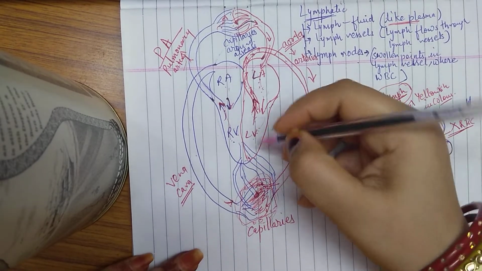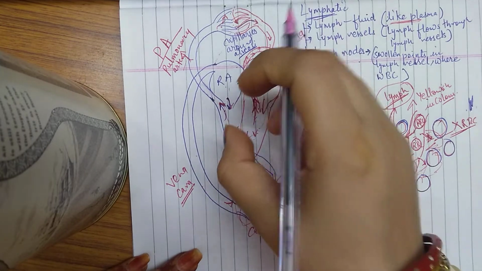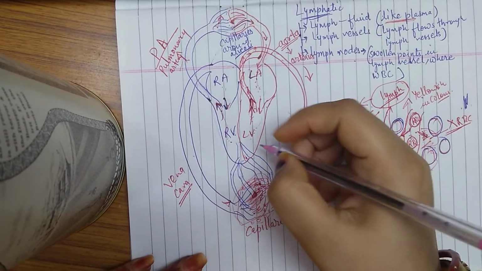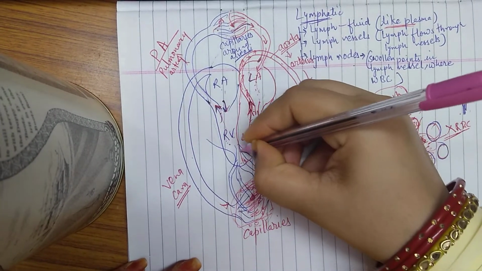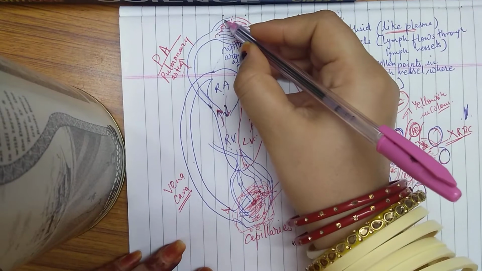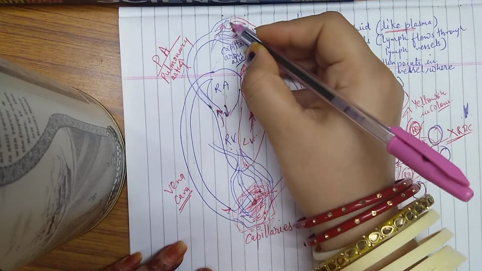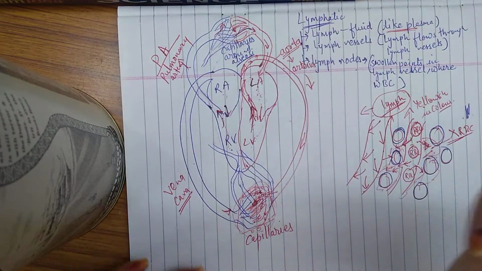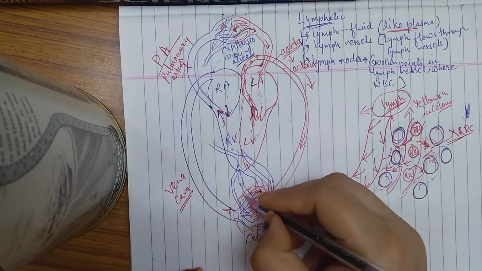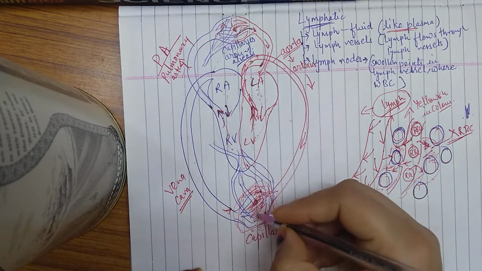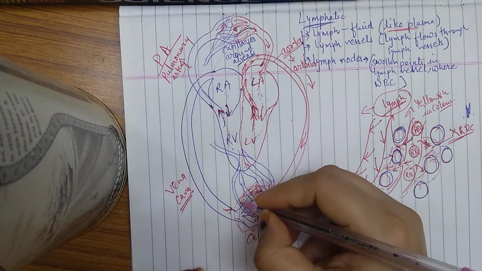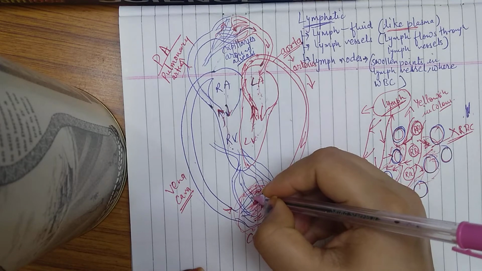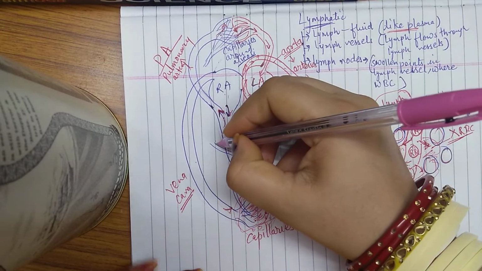Okay, so this is going above the heart. It is not into the heart. So I'm drawing like this. And same here also, various lymph capillaries or lymph vessels are there which are connected with each other into a single duct. These lymph vessels collect the lymph from these extracellular spaces.